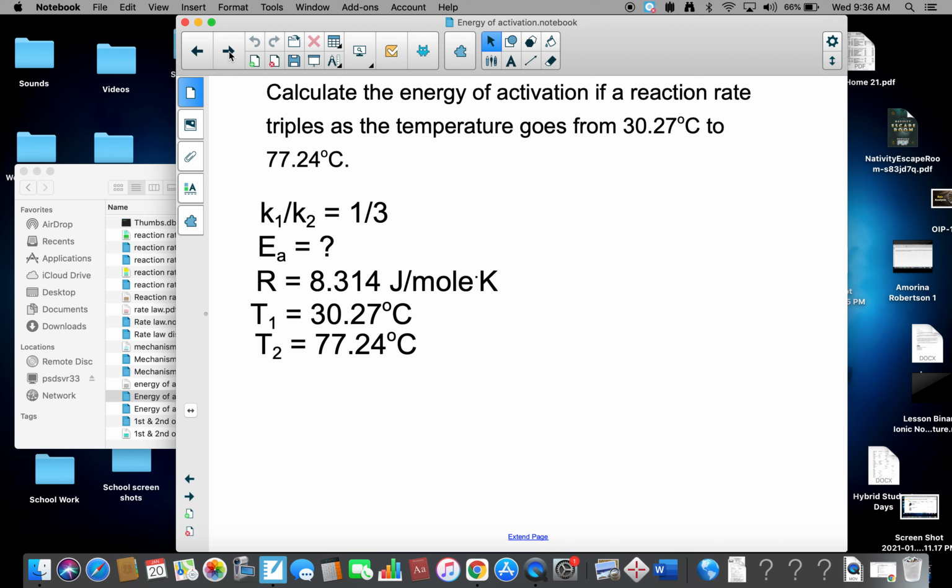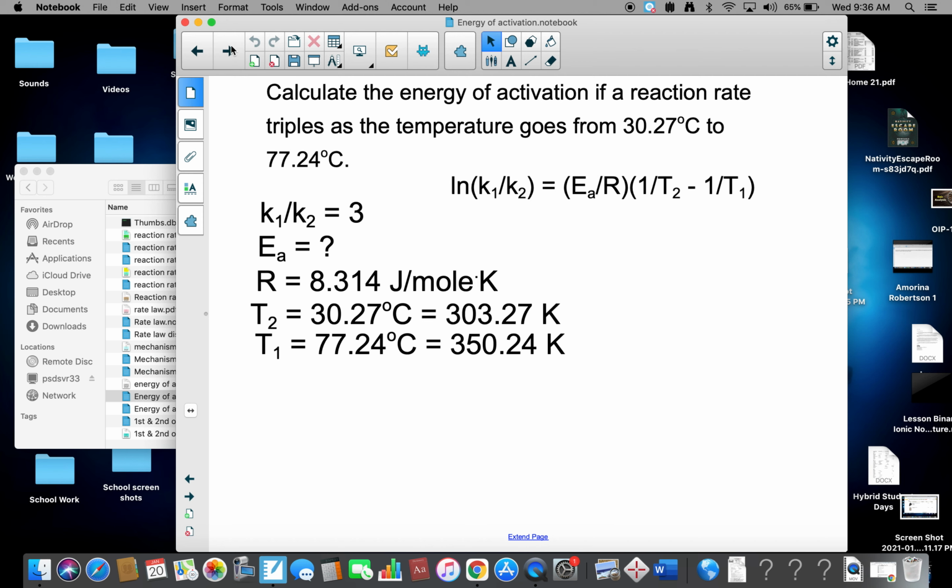Now, I don't really like that fraction. I much prefer to have it a whole number. So the way that I do that is I flip my temperatures. If I flip my temperatures around, making T2 the lower temperature and T1 the higher temperature, I can get a whole value. Of course, these have to be in Kelvin, so we add 273 and convert my units to Kelvin.